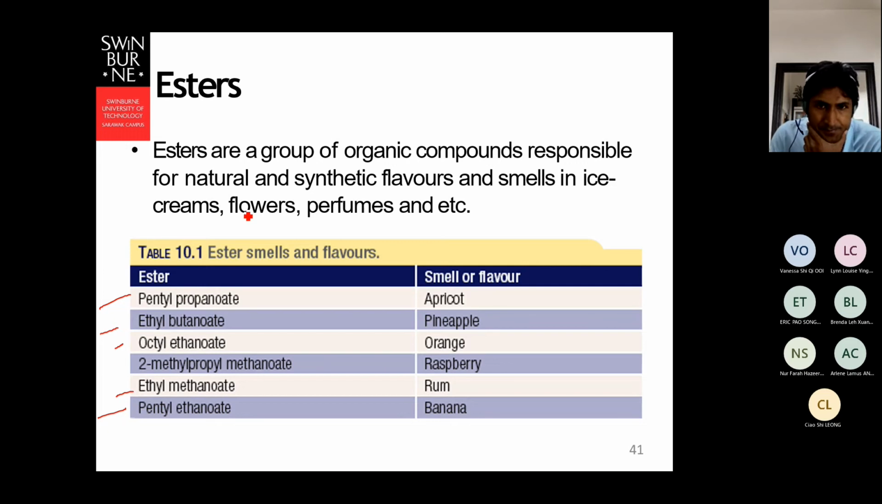So esters have characteristic smell or flavor. And much of the flavor in ice cream, the tea or the drinks that we consume is mostly from these esters. Although, of course, they are safe to eat, and that is why it is a food. But I would go for the fresh orange.